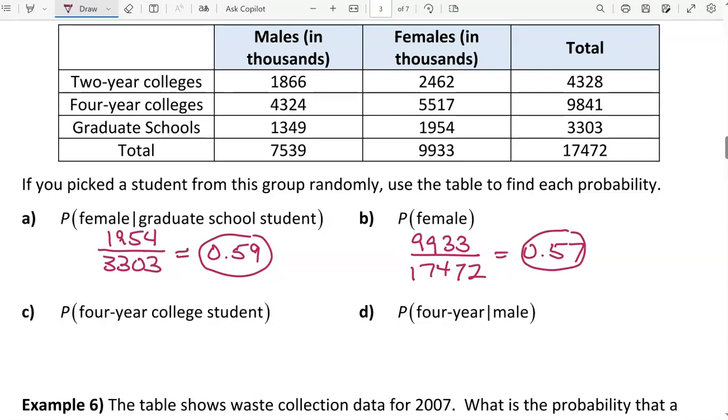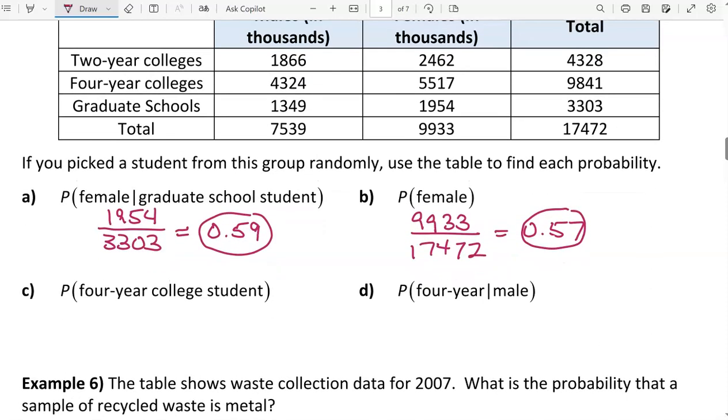So we can see that these are not independent of one another, right? The fact that a student is a graduate school student makes it more likely that they are female.